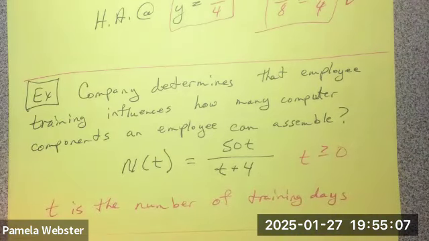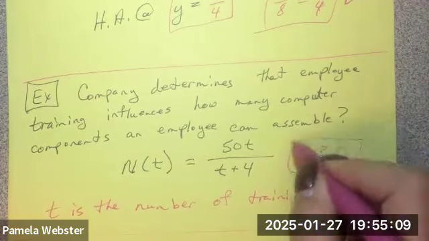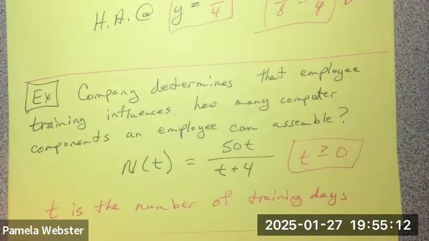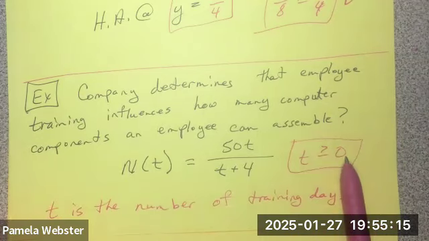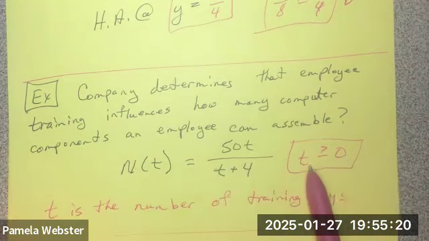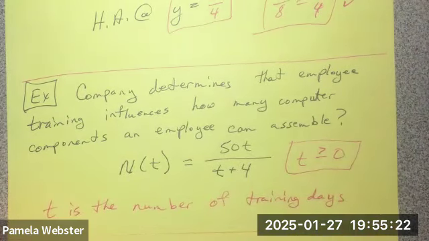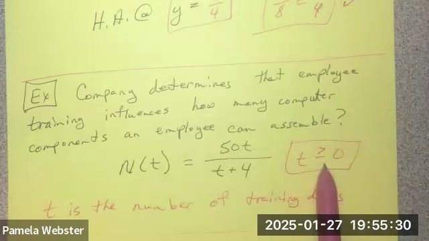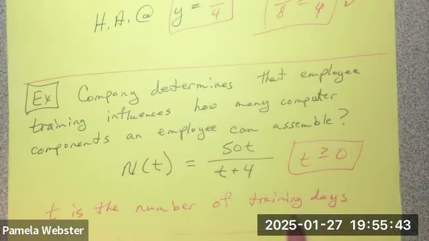Why does T need to be greater than or equal to 0? If I walk in and I know nothing, I have 0 days of training, then that's the minimum, right? So I can only go up from there as far as training and hopefully as far as numbers of computer parts I can put together. Is it possible for somebody to have a negative number of days of training? Like, hey, I trained for -6 days. No, it doesn't work that way, right? So that's why this needs to be greater than or equal to 0, I should say, non-negative. T is the number of training days.